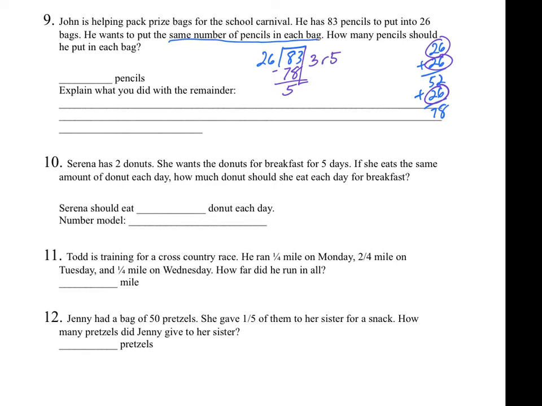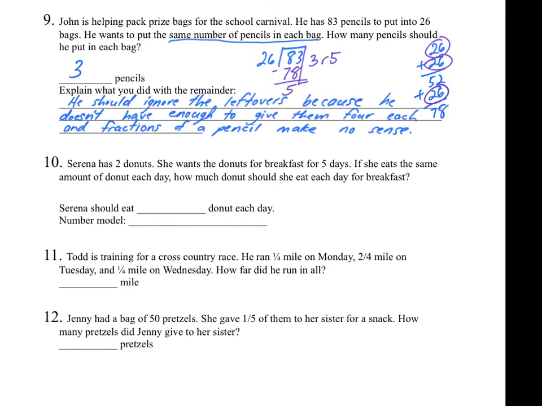So our 3 options would be to ignore the remainder, round the remainder, or use a fraction or decimal. Well, we don't have enough pencils to put 4 in each bag, so we can't round it up. It wouldn't make sense to chop up these 5 leftover pencils and split them equally. That's just silly. Nobody wants a chopped up pencil. So that only leaves one option, and that is to ignore the remainder. So he gives 3 pencils, and now we need to explain it. He should ignore the leftovers because he doesn't have enough to give them 4 each, and fractions of a pencil just make no sense.